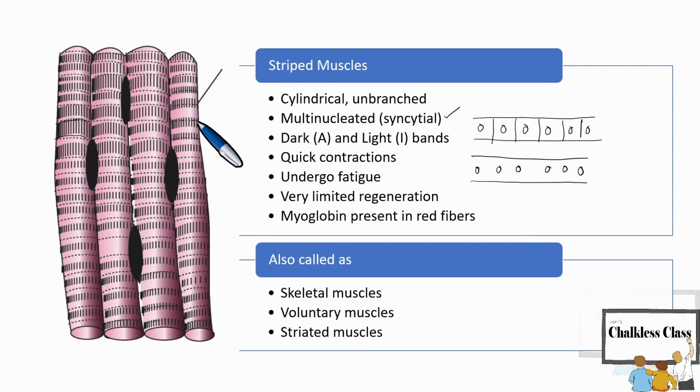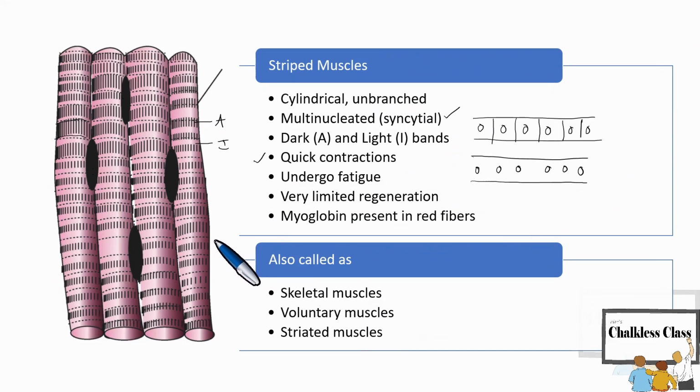Dark band is called A band. This is the A band. The light band is called I band. A means anisotropic band. I means isotropic band. These muscles do quick contractions and relaxations.